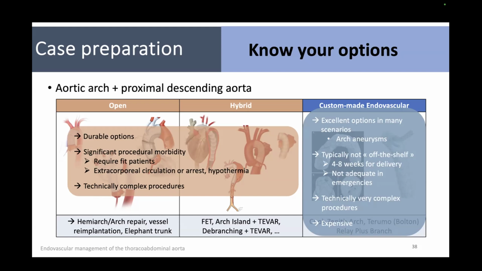I think they perform the best compared to other options, in particular in arch aneurysms, because the distance between the walls of the aorta and the axial arteries, meaning the brachiocephalic trunks, is usually bigger. So some of the options, being fenestrated grafts, can't be used in this specific scenario because they're not going to seal well. They're typically not off the shelf though, so you need to wait 4 to 8 weeks between the moment you order them and the moment you get them delivered. So they're not adequate in emergencies. They're also technically very complex procedures and they're expensive. So that's taken into consideration.